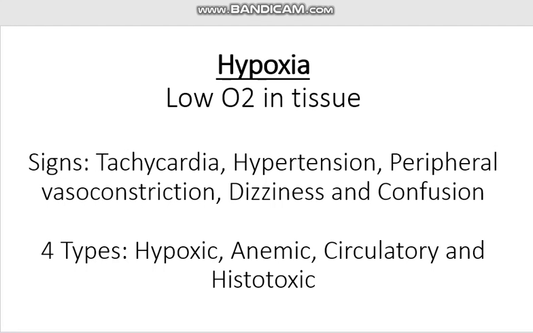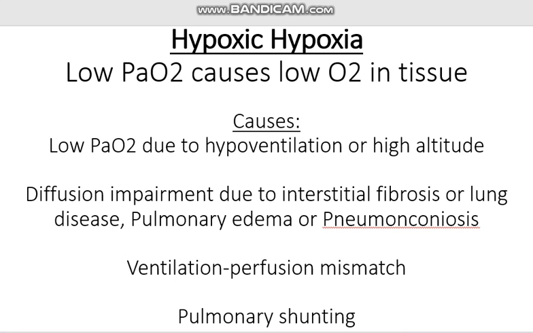Hypoxia is low O2 in tissue. Some signs are tachycardia, hypertension, peripheral vasoconstriction, dizziness and confusion. There are 4 types including hypoxic, anemic, circulatory and histotoxic hypoxia. Hypoxic hypoxia is due to low PaO2 that causes low O2 in the tissue.